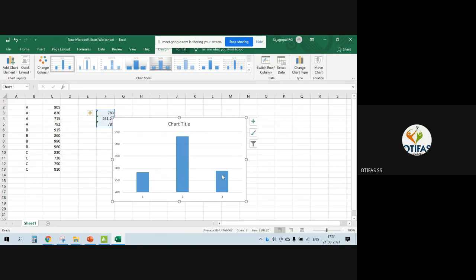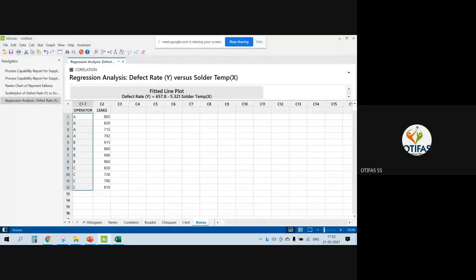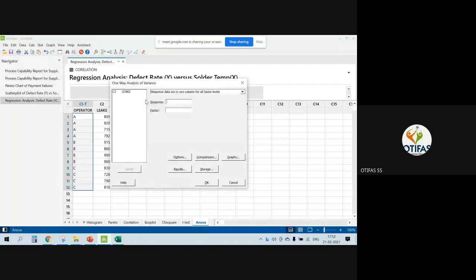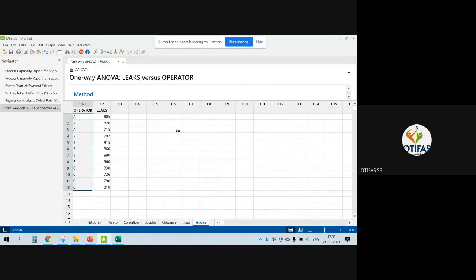So how do you find out that there is a significance, like operator A, operator B, and operator C? Now, operator B seems to be producing more defects, but is there a significant difference between them? What is the measure of that significance? So let's just do it, okay? Now go to Stat, ANOVA, one-way ANOVA. Now response is your leaks, factor is operator. Let's do it. Okay. Now let's see.